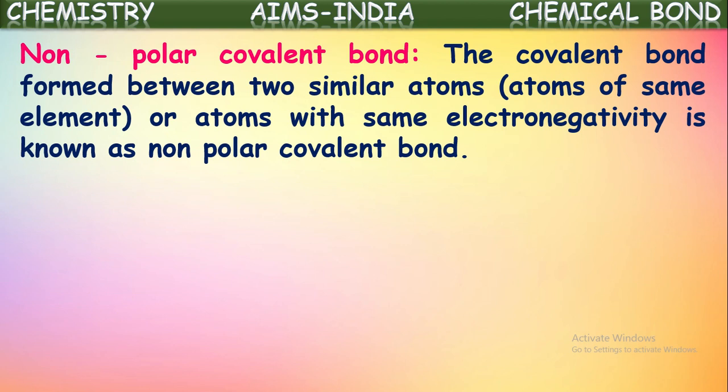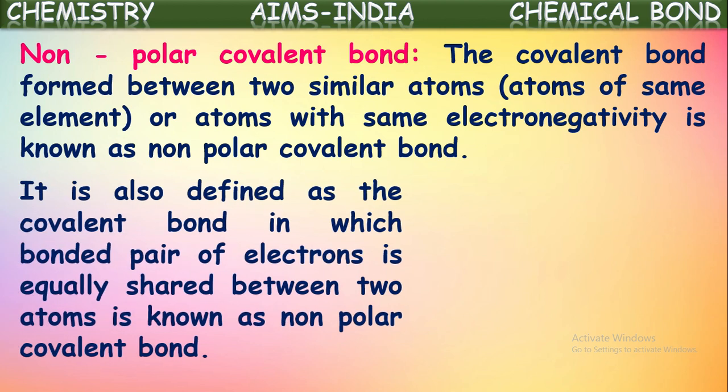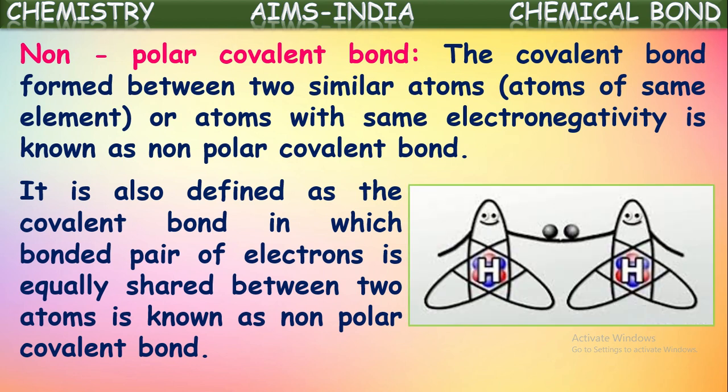First, let us see one of the kinds of those bonds, the non-polar covalent bond. The covalent bond between two similar atoms or atoms with the same electronegativity is known as a non-polar covalent bond. It is also defined as the covalent bond in which the bonded pair of electrons is equally shared between the two atoms. In covalent bond formation, each atom contributes one electron, and both atoms share this pair of electrons, and hence a covalent bond is formed. If the shared pair of electrons is equally shared between the two atoms, then the covalent bond formed is called a non-polar covalent bond.